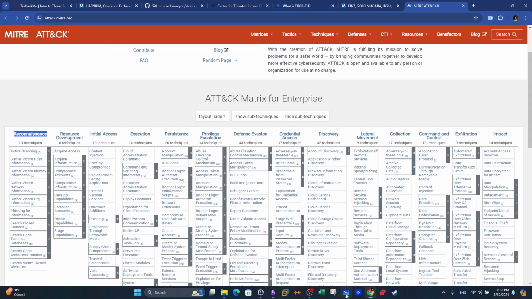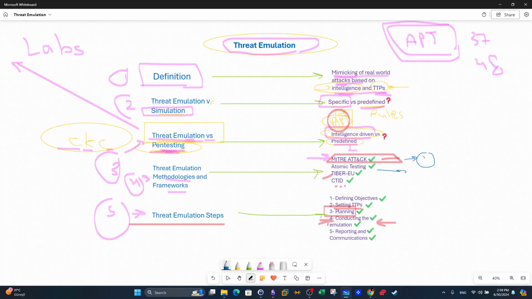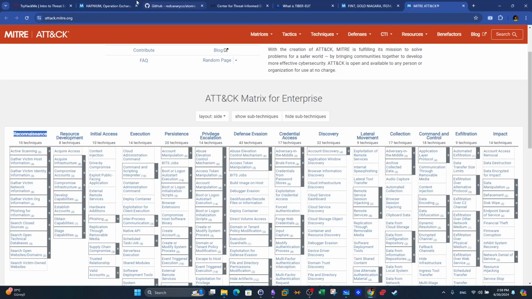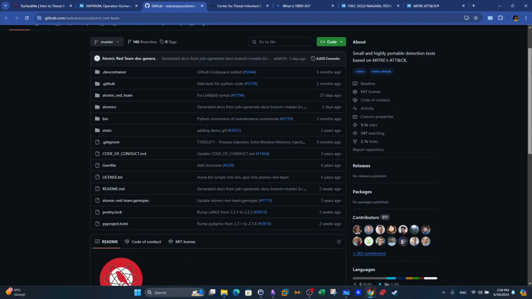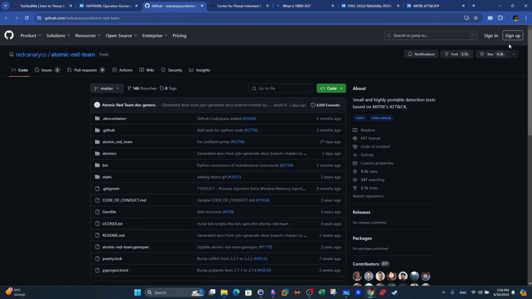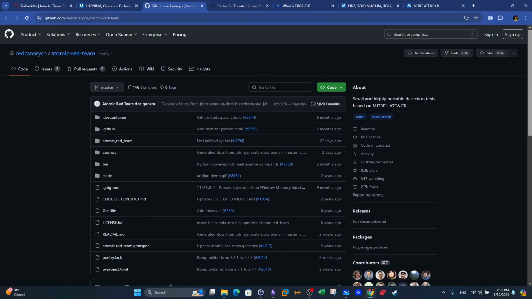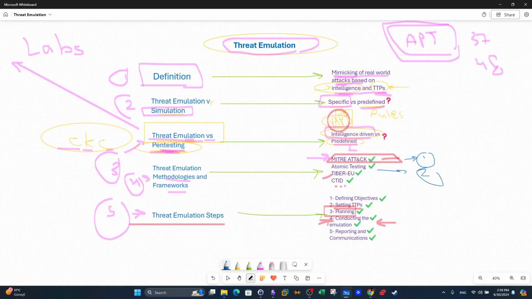And then the other framework we have is Atomic Red Team. Atomic Red Team is a library. It is a library of tactics and techniques similar to the MITRE ATT&CK. This is the official page. It's a GitHub repo.